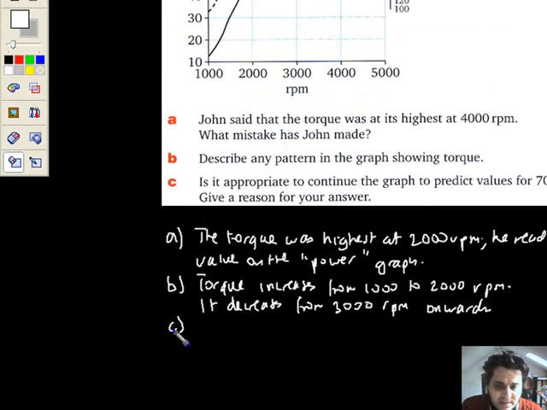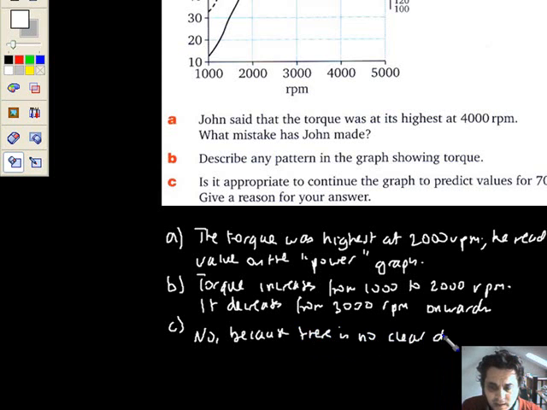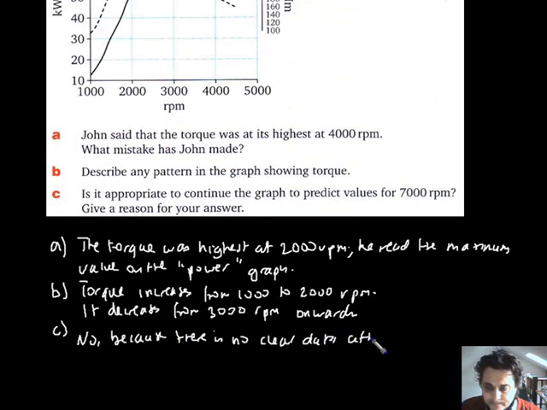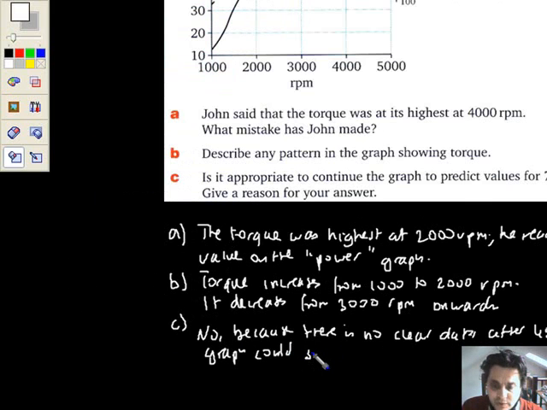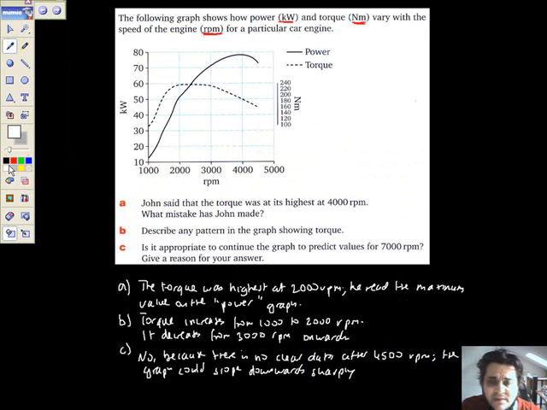Alright, part C. Is it appropriate to continue the graph to predict values for 7,000 RPM? No. Why? Because there is no clear data after 4,500 RPM. What could happen? The graph could slope downwards sharply. This is my guess, alright? So I reckon it gets so inefficient at high revs, I reckon the graph could do something like this. It could suddenly go like that.